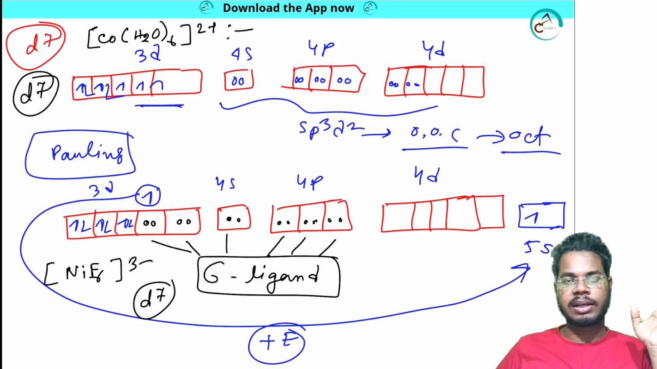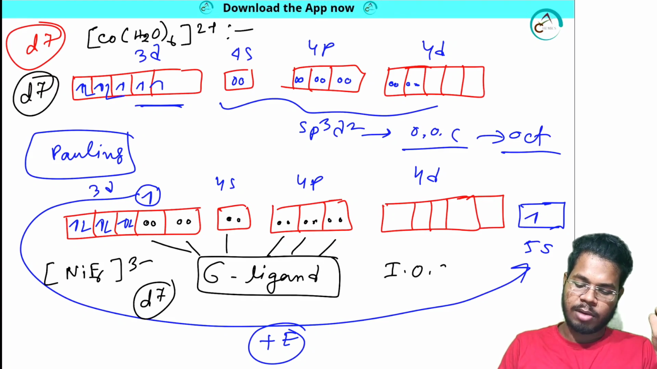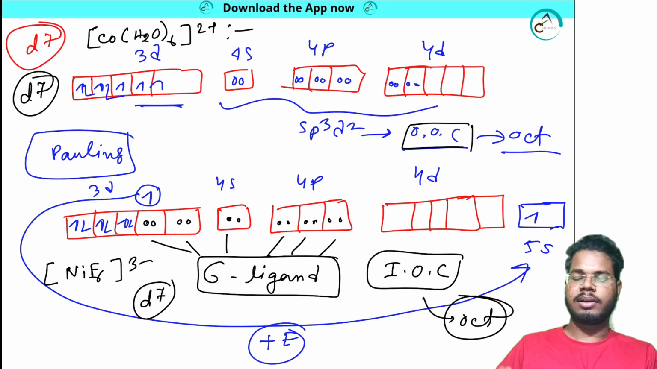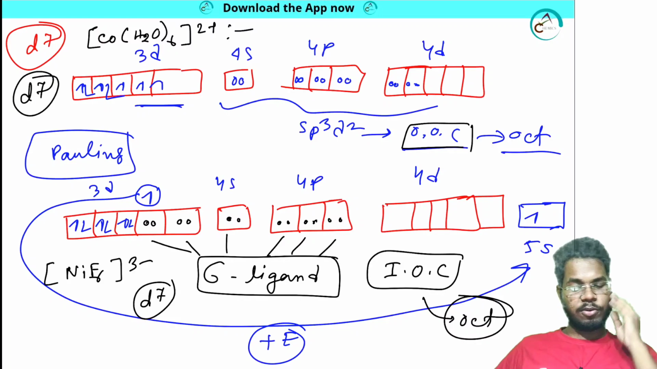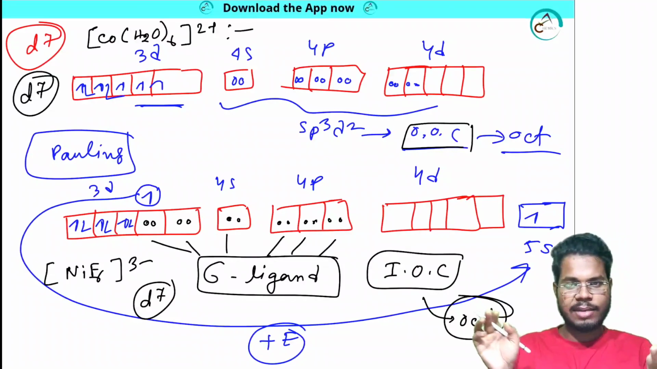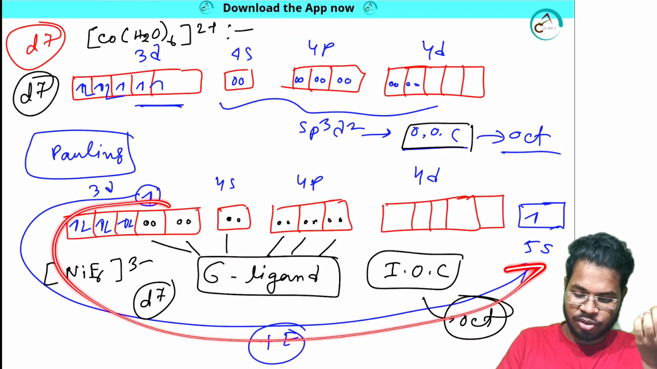So I hope you got how these systems can be differentiated into inner and outer orbital complexes. This is called an inner orbital complex, IOC, and this is called OOC. Both are octahedral. Clear? I think it's totally clear now. Okay, so we are done with that. As I promised, I will tell you when the system cannot transit its electron to 5s.